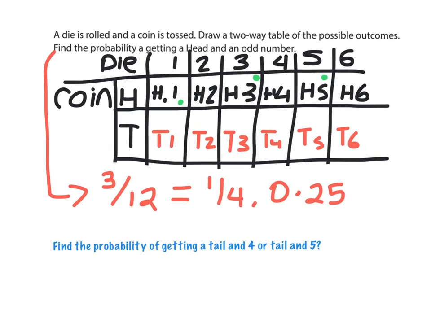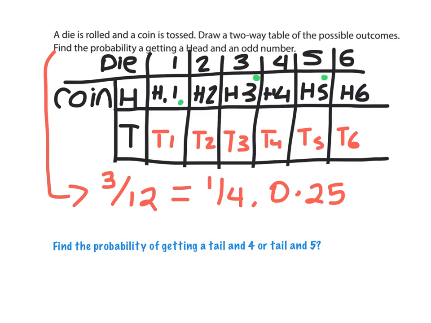Okay, now we're going to answer the second question, which says, find the probability of getting a tail and 4 or a tail and 5. So once again, I have to figure out how many times does that happen. So I'm going to mark them with yellow.